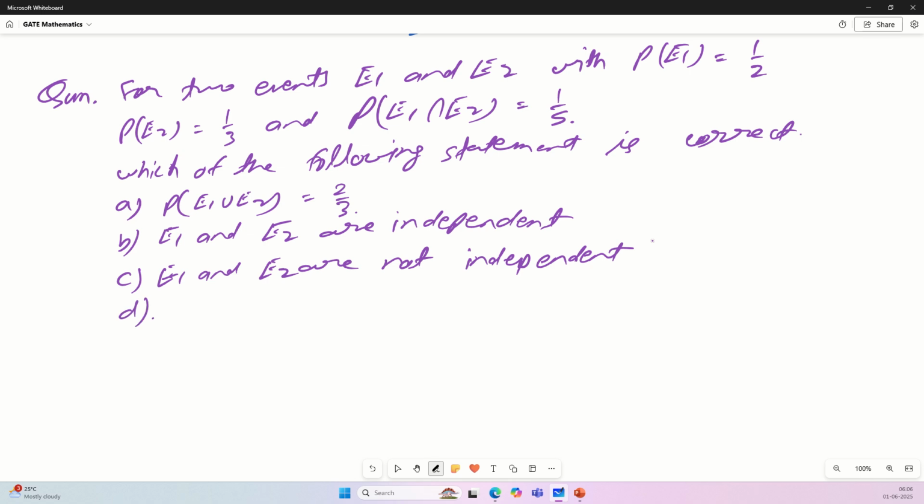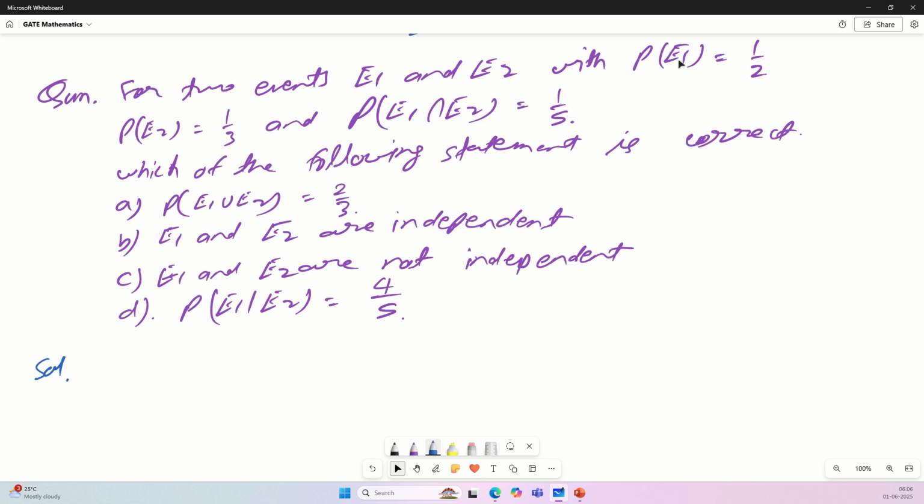And D is probability of E1 given E2 is equal to 4 by 5. So take some time and try to find out which one of them is true. Alright, so why don't we do one thing?